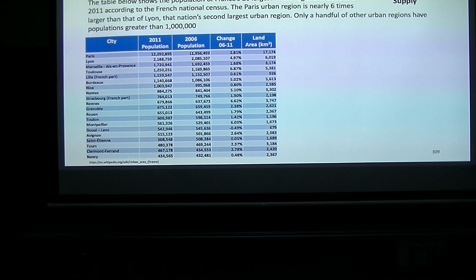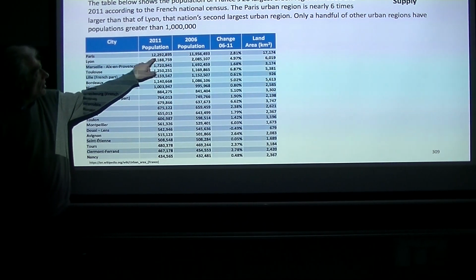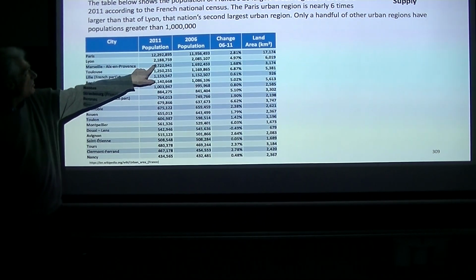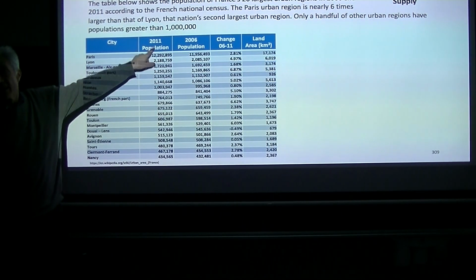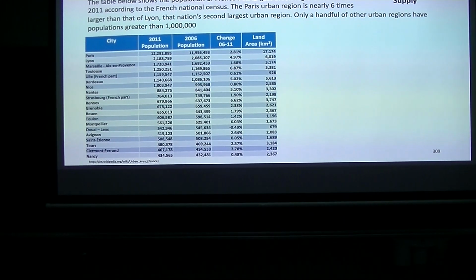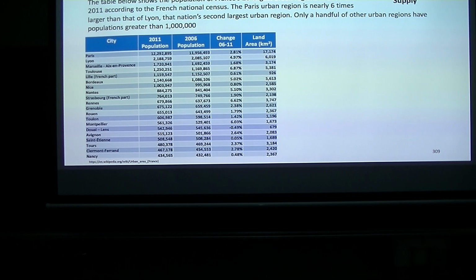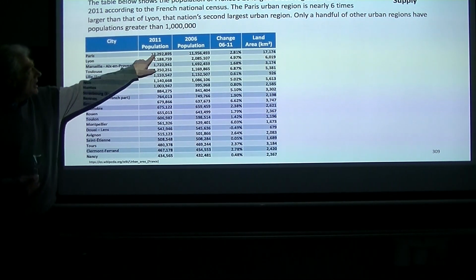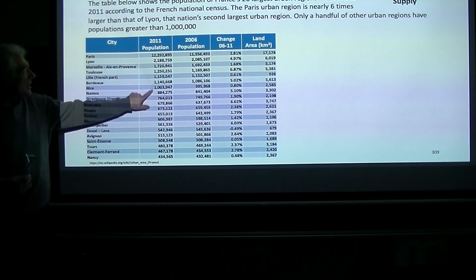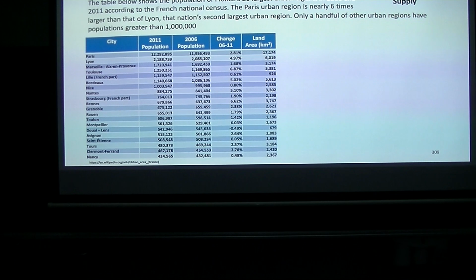This is the example I talked about, France. You can see the concentration. There's Paris, over 12 million in that metro area. The next one is Lyon, only 2 million. That's a huge drop-off. That shows you the concentration of population. You just add this up, 3, 4, 5, 6, 7, 8. The next 6 cities combined are smaller than Paris.